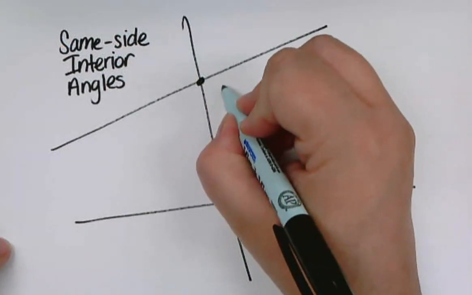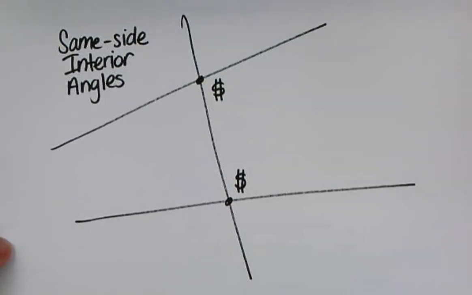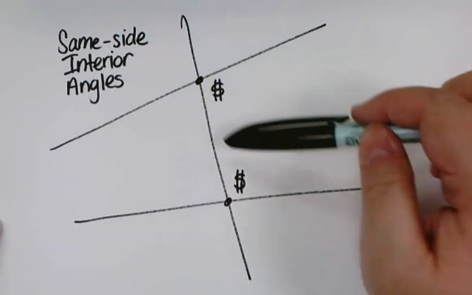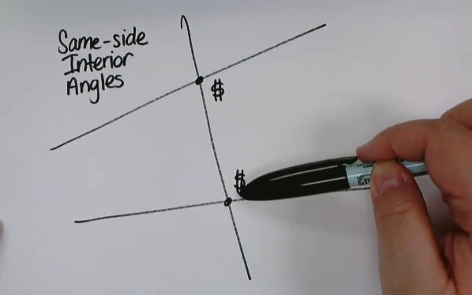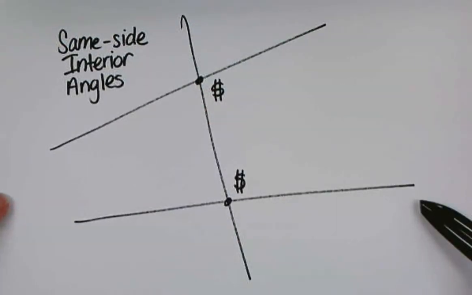So let's use dollar signs. This one and this one are where the money's at. That's two same side interior angles. They're on the same side of the transversal. They're in the interior between the two lines that are crossed by the transversal. That's about it.